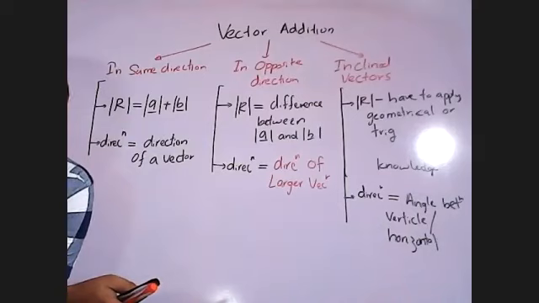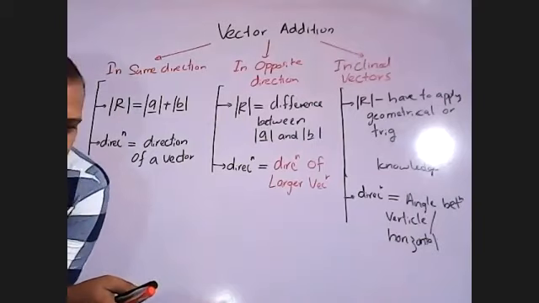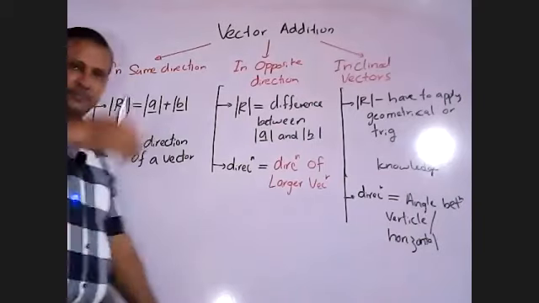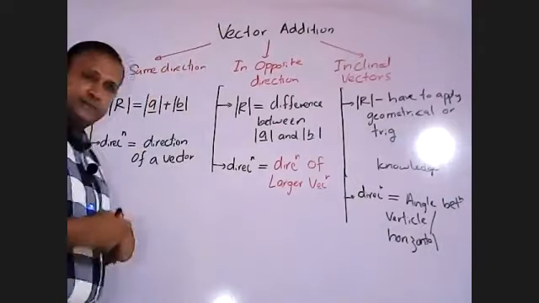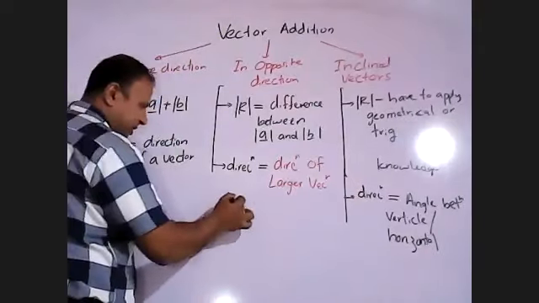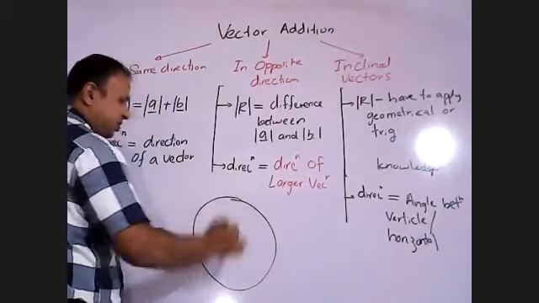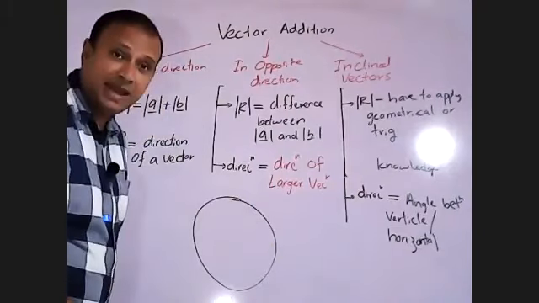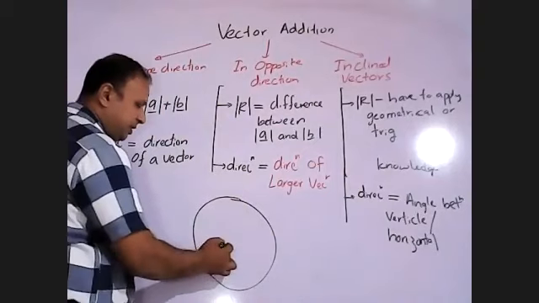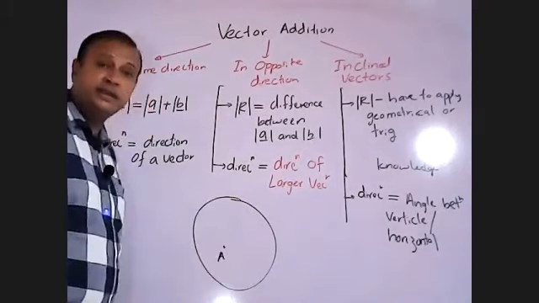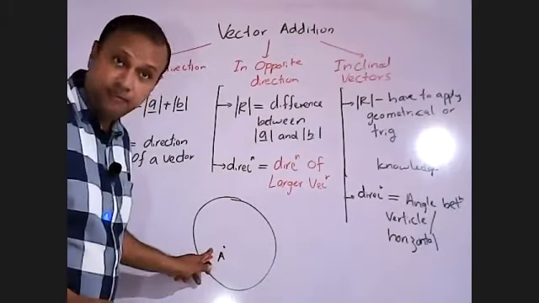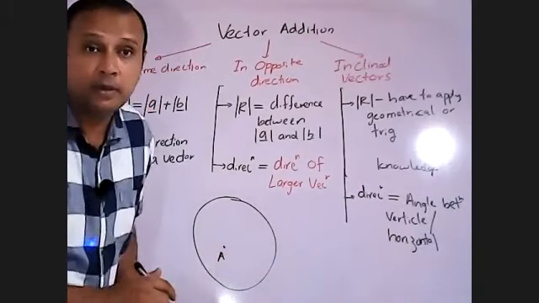Look at this issue. How to define the direction? Suppose you are going somewhere. Suppose this is a large stadium or large ground. Suppose you are in here. First you are at the point A.